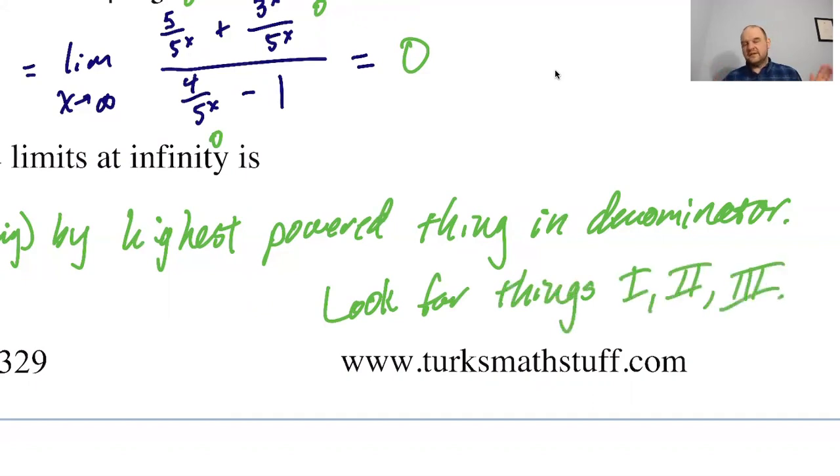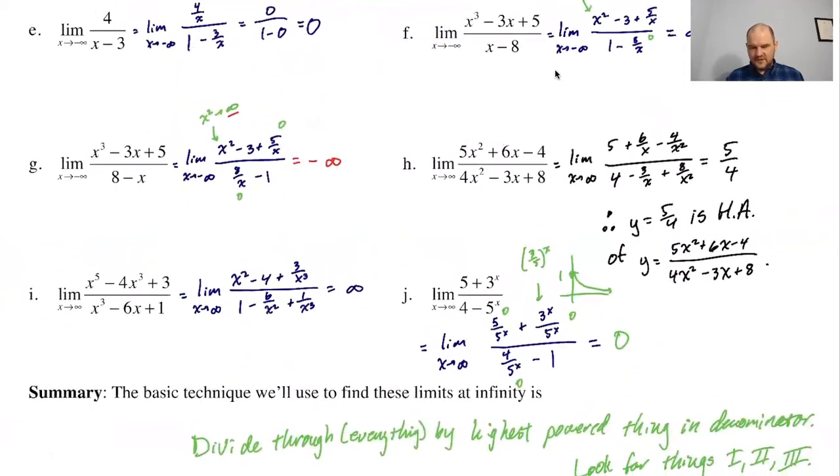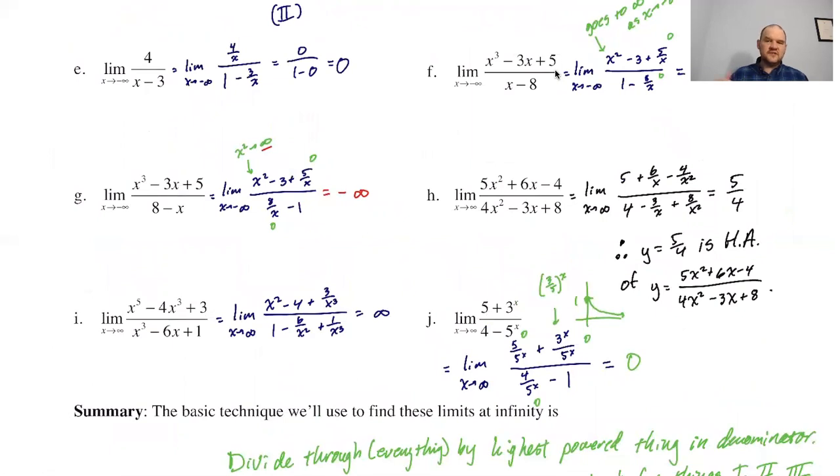You don't lose sleep over these. They're not bad, but you have to know how to do them. And really it all comes down to divide through by the highest power of x in the denominator, or the highest powered thing, as we saw with 5 to the x, and then look for constants. Look for a constant divided by something that's growing, or look for just the variable, which will go to infinity or negative infinity depending on what you're doing.